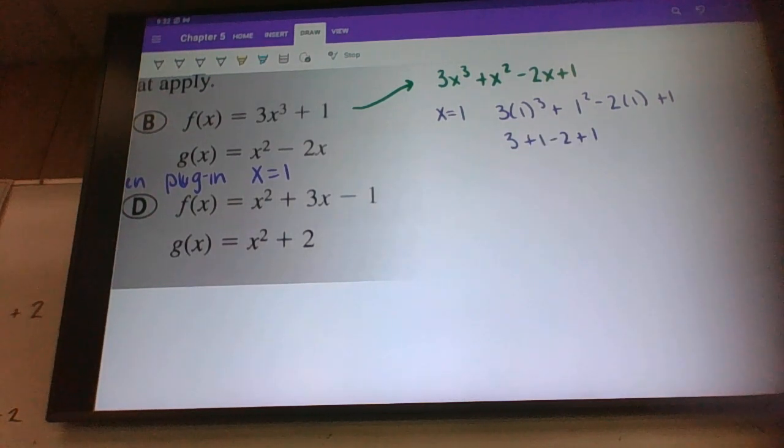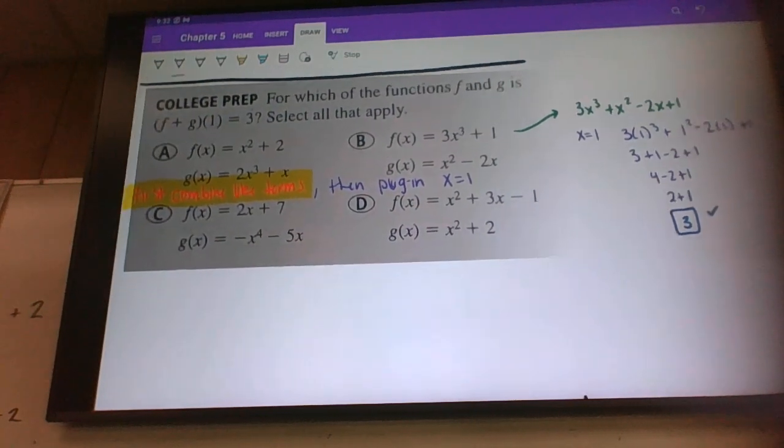I got 5. Wait, what? We all did. 2x squared, 2x squared plus... Wait, is it a question? You guys, there's more than one right answer.